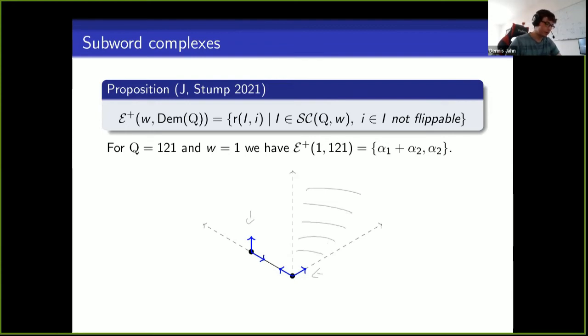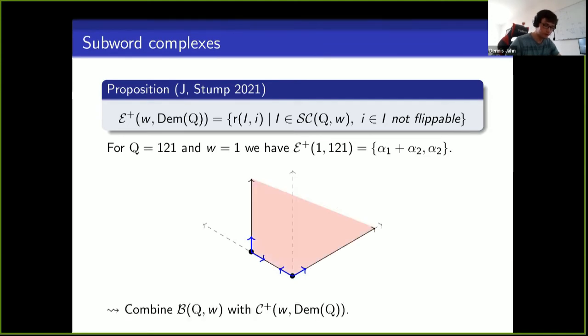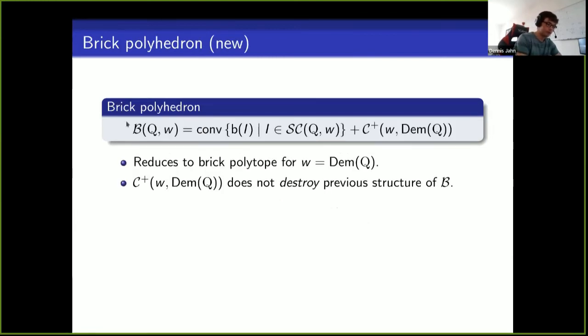Okay, and what happens now if we combine the brick polytope with the Bruhat cone? The picture looks like this, where combining means, in this case, Minkowski sum. And this looks much better than the picture we had before in the non-spherical case. So this is exactly what we do. The brick polyhedron now is defined as the convex hull of all brick vectors, taking the Minkowski sum with the Bruhat cone C+ from the interval W to the Demazure product of Q.